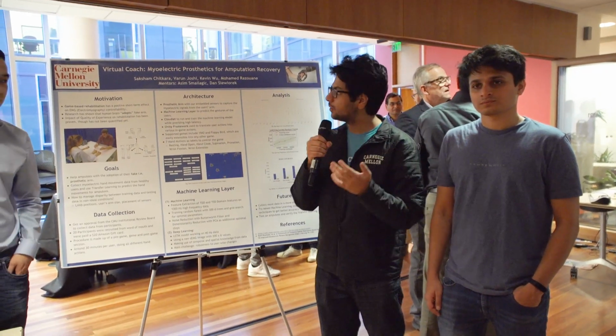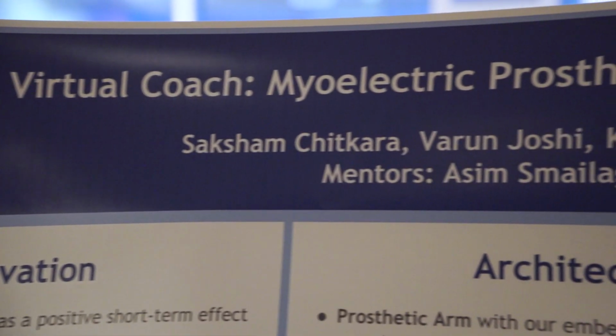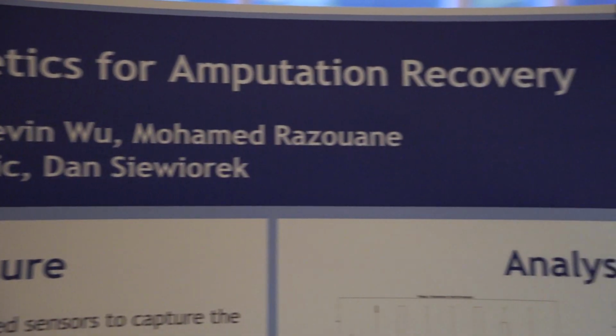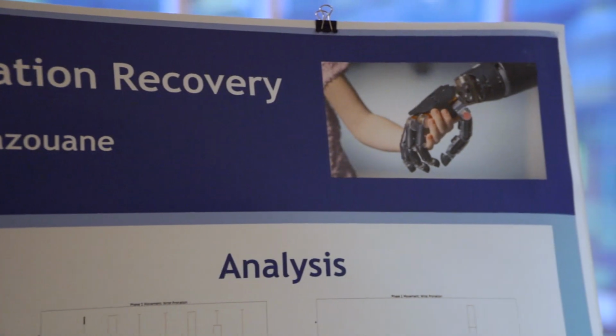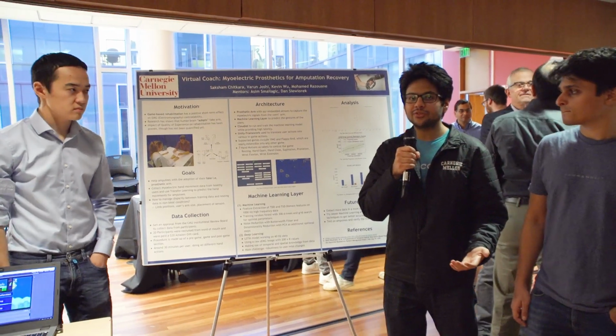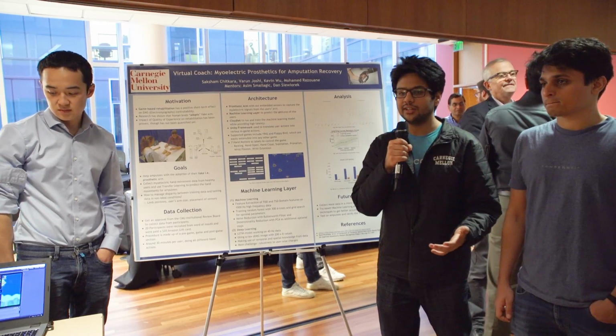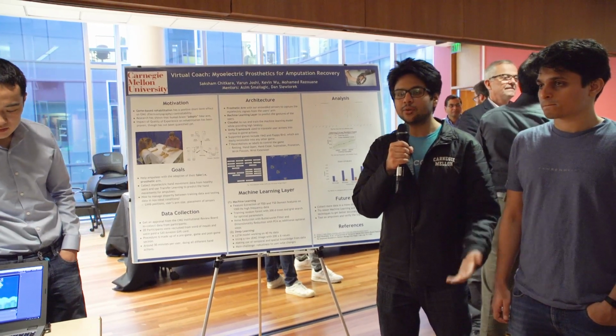So hi, we're gonna be talking about Virtual Coach, where we are trying to help amputees with the adoption of their prosthetic arm. The motivation behind this is that it's very hard for amputees to adapt to their new prosthetic arm. They find it really hard initially, and they are not really able to control it in the way that they want.